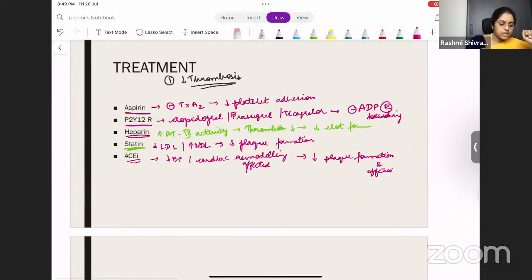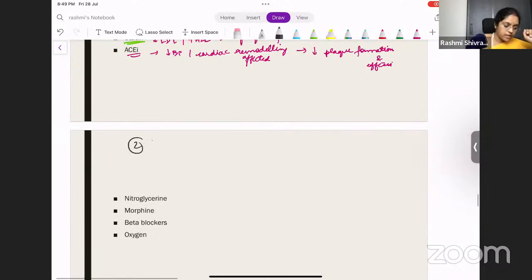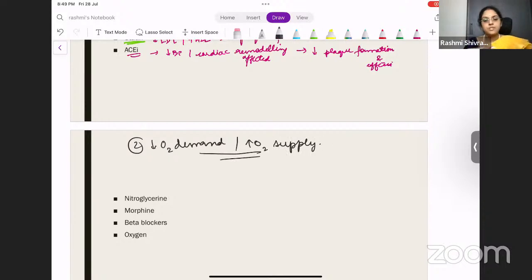First, we saw this is decreasing thrombosis. What is the next one? The next one will be either to decrease the oxygen demand or increase the oxygen supply. How do we increase the oxygen supply? We need to give vasodilators. Once we dilate the vessel, more blood flow will come to the myocardium, so all these symptoms will go away. The angina will go away because the blood will wash out all the reactive oxygen species and toxic metabolites accumulated in that area. The pain will also get relieved.